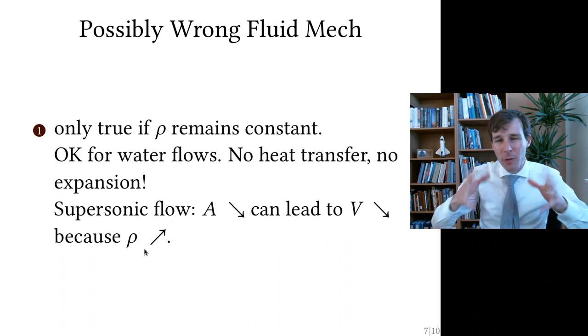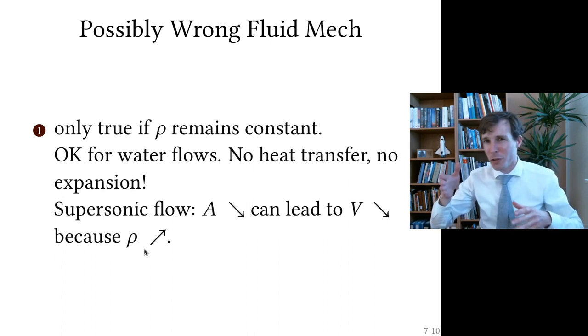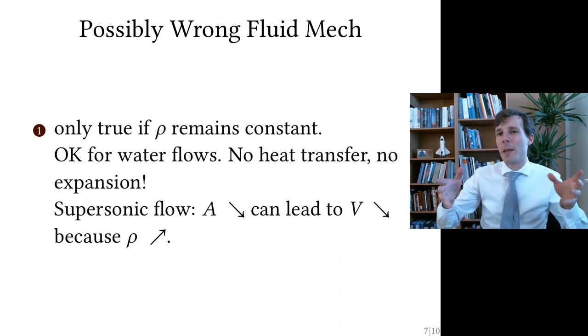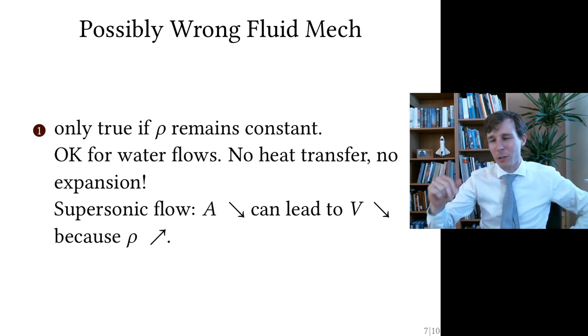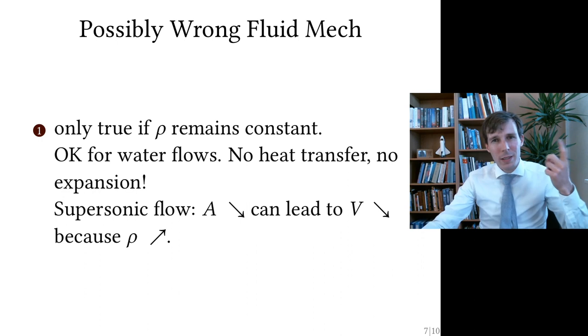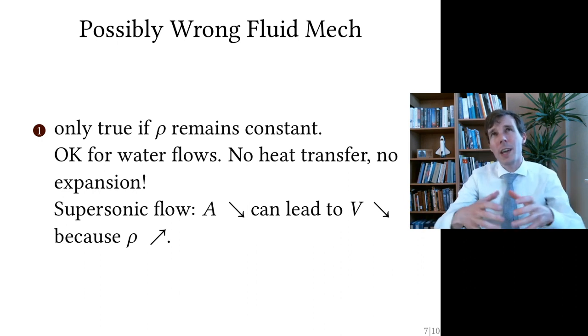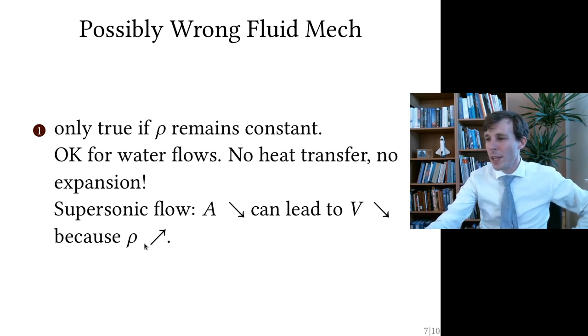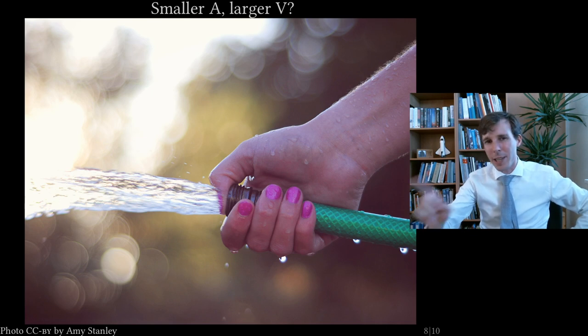Rho v A is always the same. It's the same at the inlet of the combustion chamber as the outlet, but all three parameters change, not just two of them. Another way to get this equation wrong and to make this assumption wrong, that if you increase the area or decrease the area, even when density remains constant, is as follows.